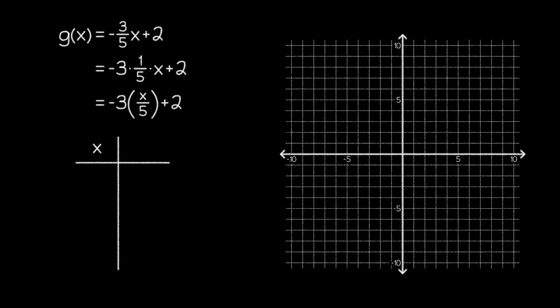However, if we're clever with the input values that we choose, we can once again avoid most of the fractions. And since we're dividing by 5 here, let's choose input values that are easily divisible by 5. Now, when we calculate our outputs, we end up with integers, which makes this easy to graph.